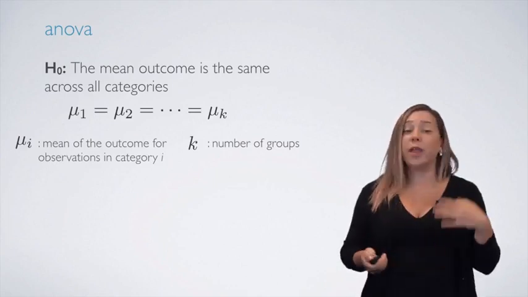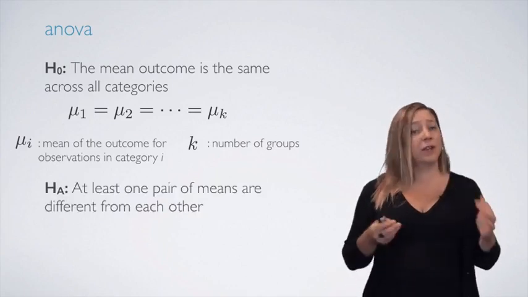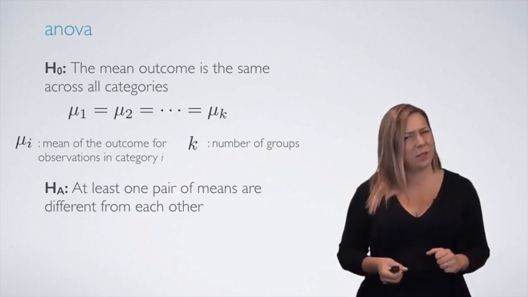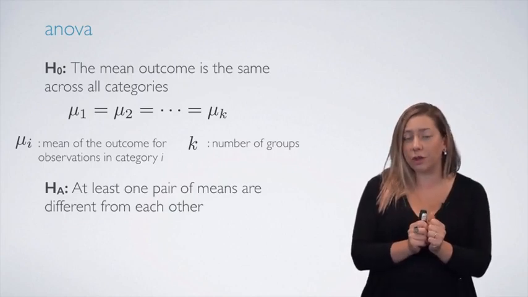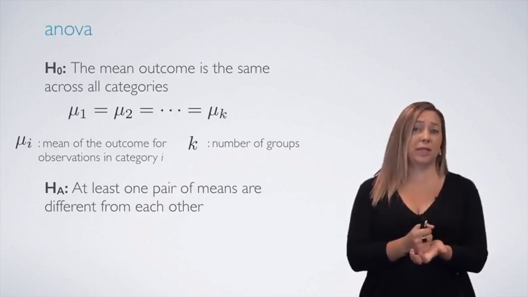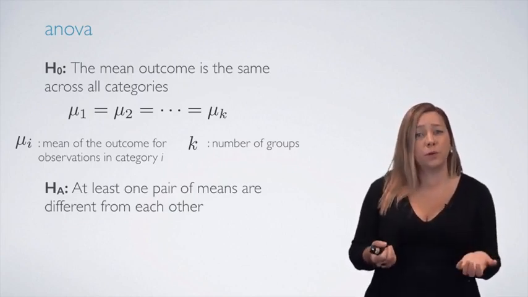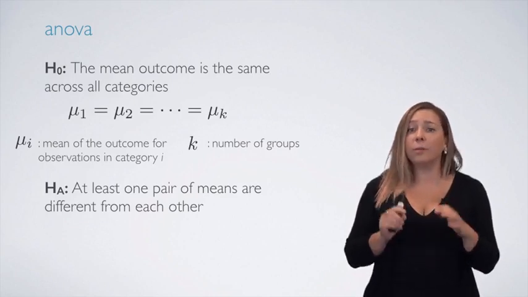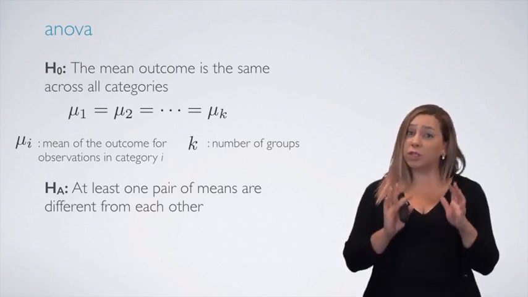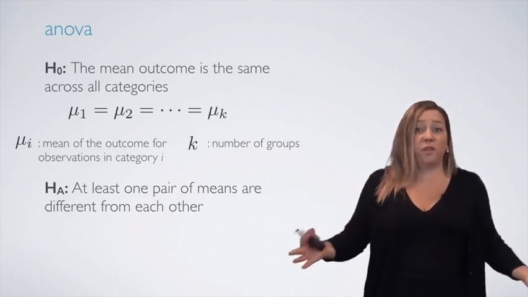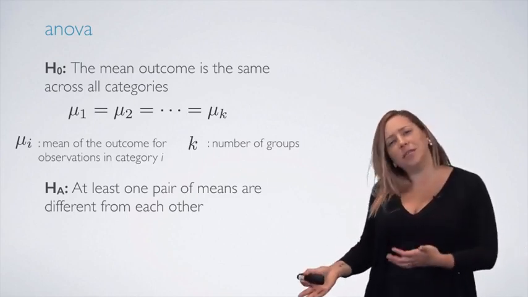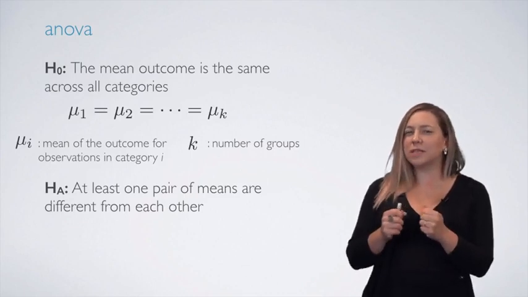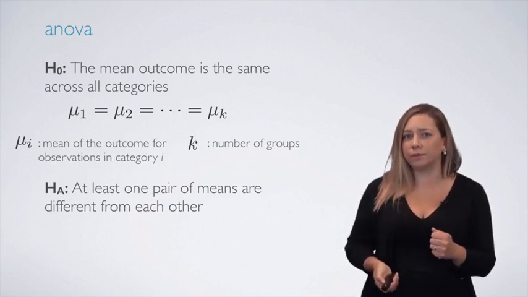The alternative hypothesis says there is something going on, but it's not very specific. It says that at least one pair of means are different from each other, but it doesn't specify which means are different. This is an important point we're going to come back to later, but for now think about it as if we do reject the null hypothesis, we find out that there is something interesting going on in the data, and we might need to dig deeper to find out which group means are actually different from each other.